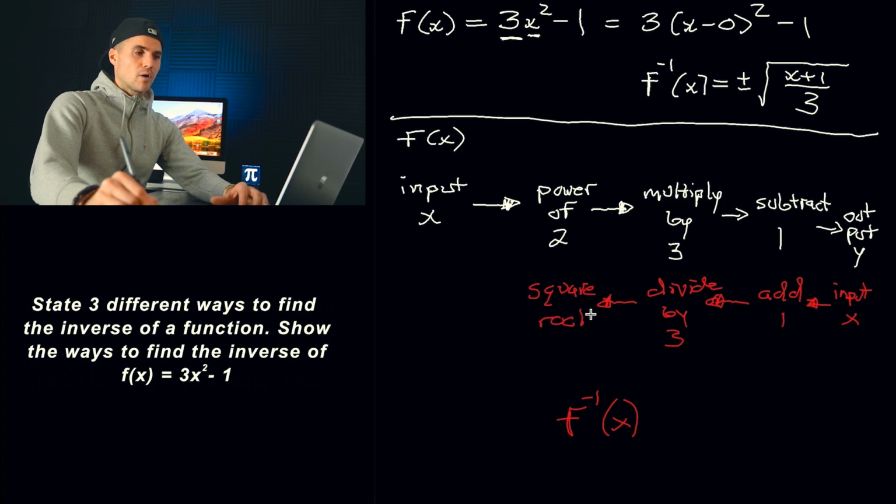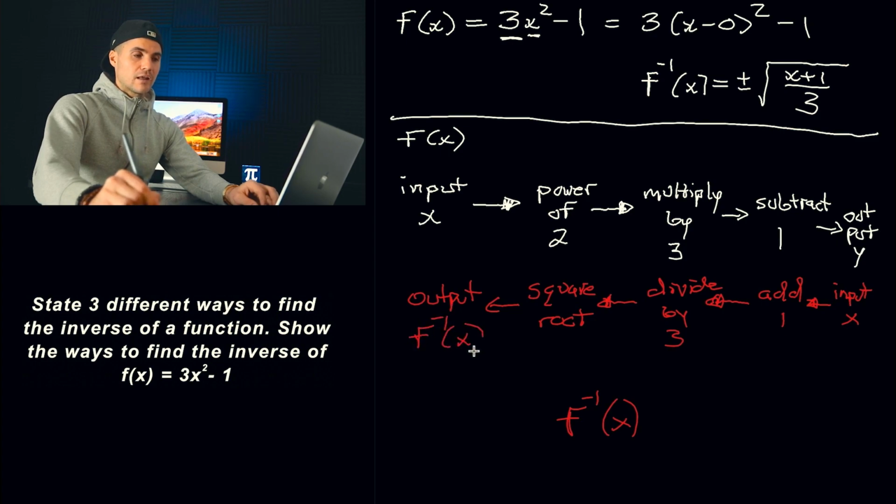or take it to the power of 1 over 2, right? If this was a power of 3, the opposite of that would be third rooting it, right? Taking it to the power of 1 over 3. If this was a power of 4, the opposite would be taking it to the power of 1 over 4, taking the fourth root. But because it was a power of 2, we're just simply square rooting it, and then we end up with our output, right, which is basically the inverse.